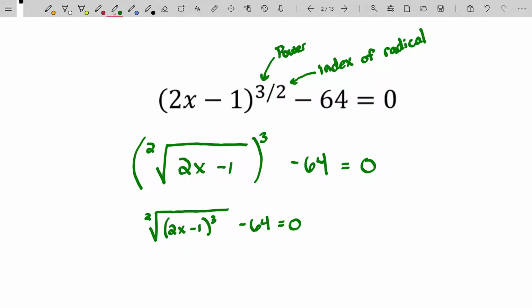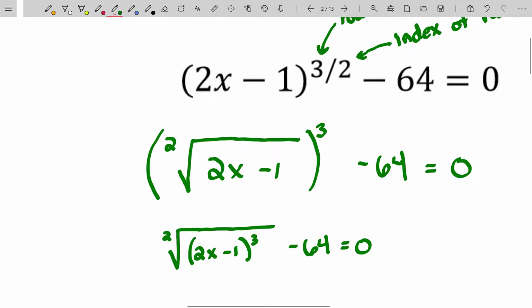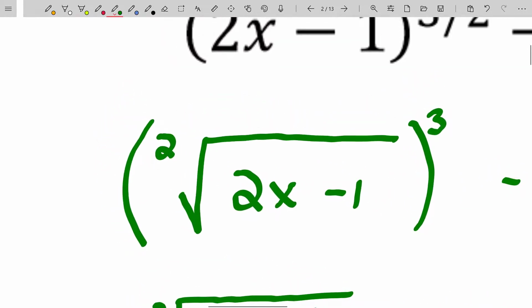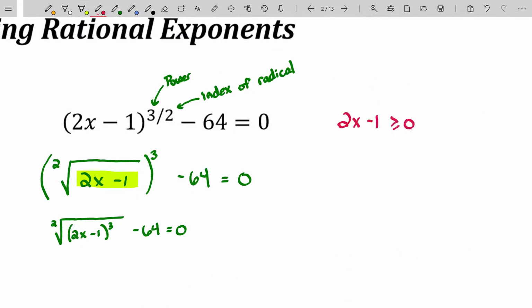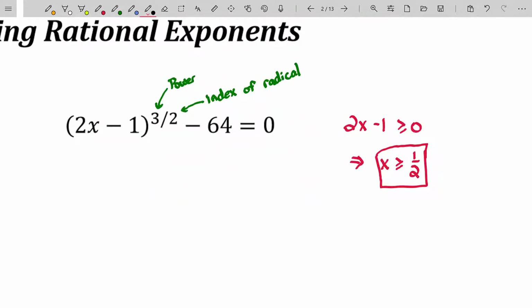Now, honestly, I probably would not even begin writing it either of these ways. I'd just leave it as a rational exponent. However, I write it this way for your benefit because you have to note this is a square root of 2x minus 1 here. And that means 2x minus 1 has to be greater than or equal to 0. So let's write that down. This just lets me know that whatever answer I get in the end for this equation, I need the answer to be greater than or equal to 1/2. That is not my answer right now. That is just a restriction on my answer. So going back to the original problem, let's go ahead and start solving.